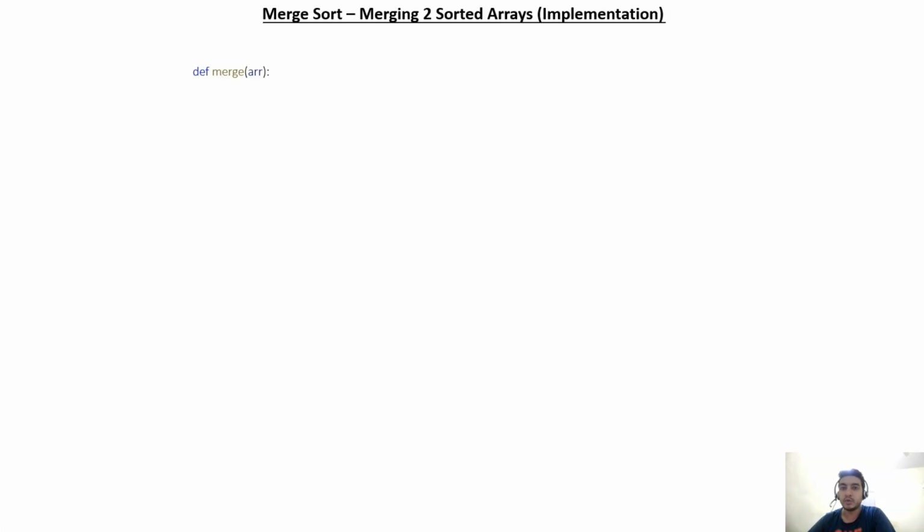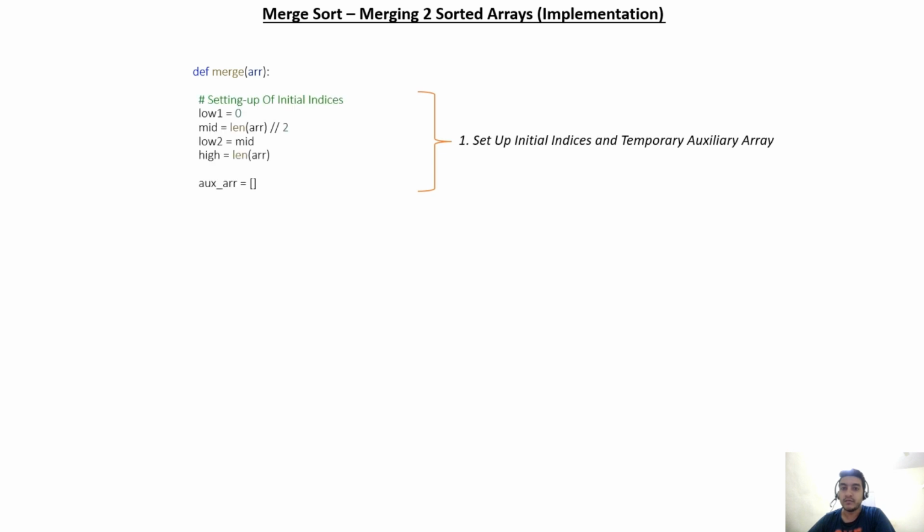Let's implement the code to merge two sorted subarrays. We'll create a function called merge that takes an array as input. Step 1 is to initialize indices and an auxiliary array. Low 1 for the left subarray, low 2 for the right subarray, and the mid to separate them. Create an auxiliary array to store the merged elements, or the results.